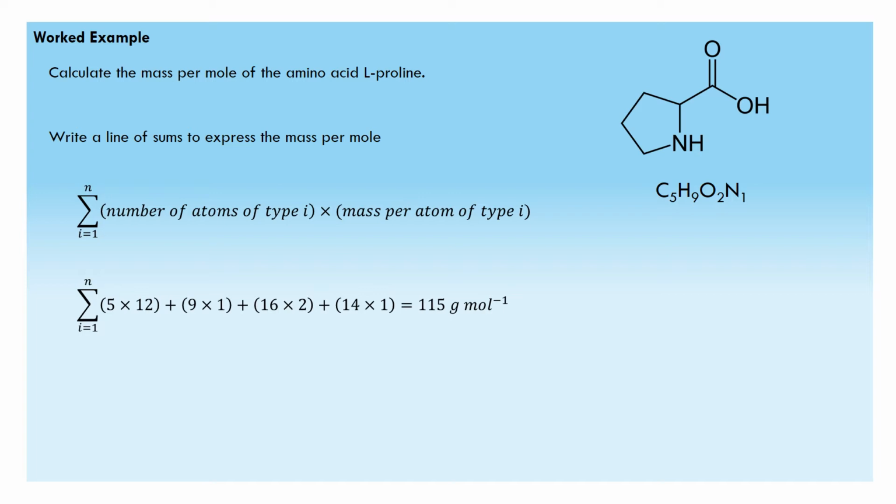We take the number of atoms of type i and we multiply that by the mass per atom of type i. So you see to the right of my sigma operator in this worked example there, the very bottom line, I've got 5 times 12. Well, that corresponds to the number of carbon atoms in my molecule, and it corresponds to the mass per atom of carbon. And you see when you calculate that, you get 115 grams per mole.